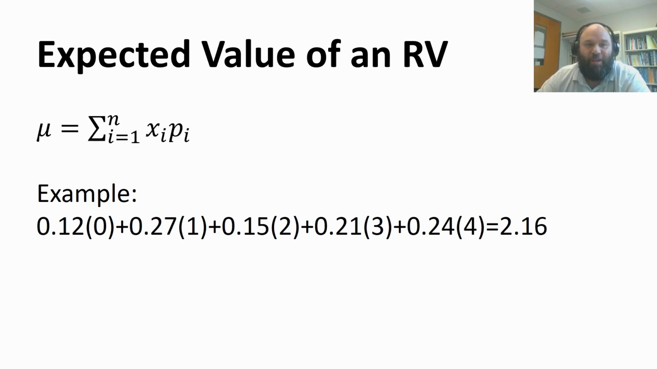So in this example, recall that we had no gigs with probability 12%. So we take the outcome 0 and multiply it by the probability of getting 0, which is 0.12. We do the same thing with 1 gig, multiply it by probability of 0.27, 2 gigs multiplied by its probability 0.15, 3 gigs multiplied by its probability 0.21, and 4 gigs multiplied by the probability 0.24, and now we're beyond capacity. Take those products, add them all up, and you'll get the answer of 2.16.